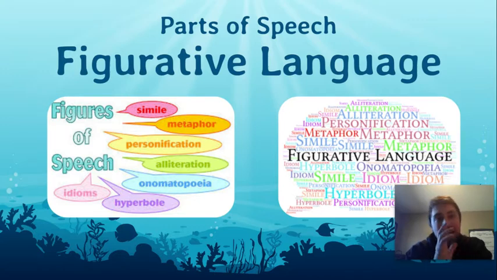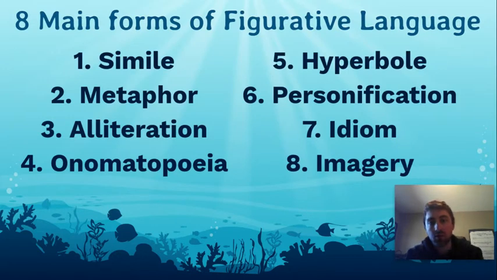Figurative language adds an element to writing that allows us to engage the reader in a different way. It allows them to bring in personal accounts. It allows them to imagine the scene in a different way while engaging them at a new level. So there's 8 main forms of figurative language that we're going to look at: simile, metaphors, alliteration, onomatopoeia, hyperbole, personification, idiom, and imagery. Those are the 8 main ones that we are going to look at.